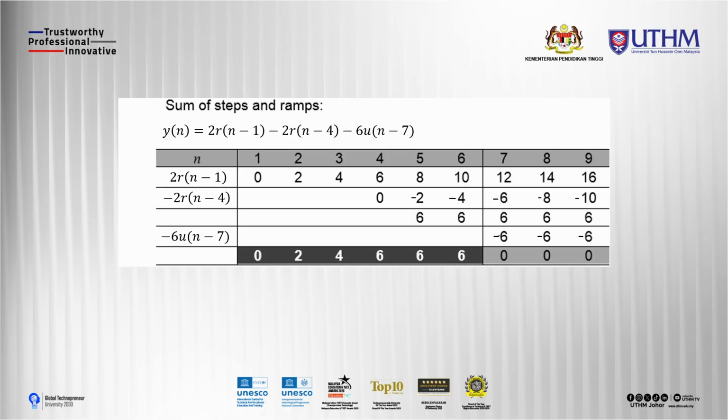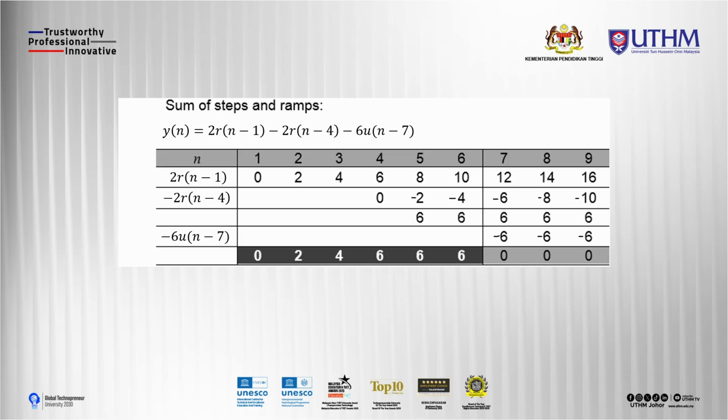Now I would like to express the signal y[n] as a sum of steps and ramps. This means that I want the signal represented by ramp functions and unit step functions. So how to do that? Okay, still remember our signal is 0, 0, 2, 4, 6, 6, 6.